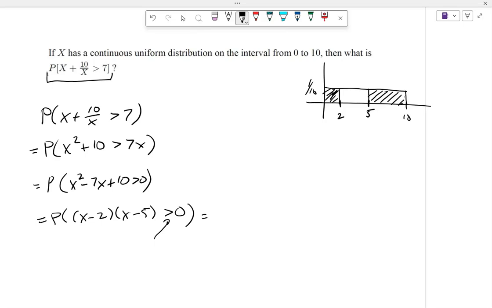What's the area of the first rectangle? 1/5, and the second one is 1/2, which is 7/10. You could have also got it from a complement idea, right? I don't want that area. That area is 3/10, and you could have subtracted it from 1. You got the same answer. Is that okay?